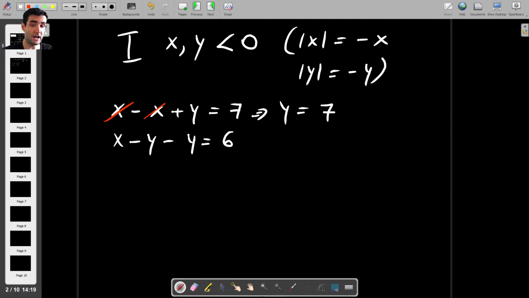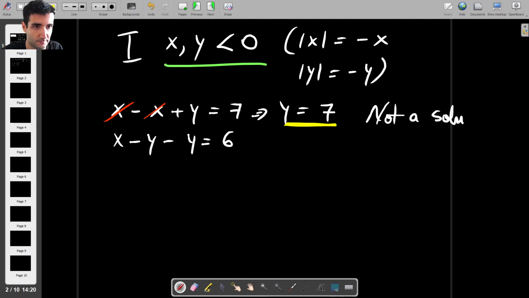At this point, I'm not even going to bother with finding x. Why? Because my value of y is 7, which may not seem a problem at first, but remember that we assumed x and y are both negative, and 7 is not a negative number. So this is not a solution. In other words, this first case doesn't really make sense, so we're going to skip this.